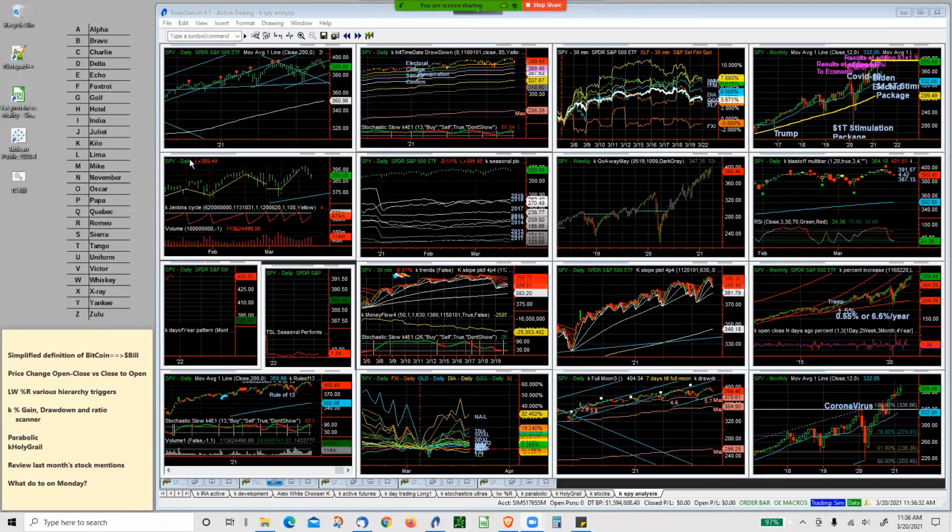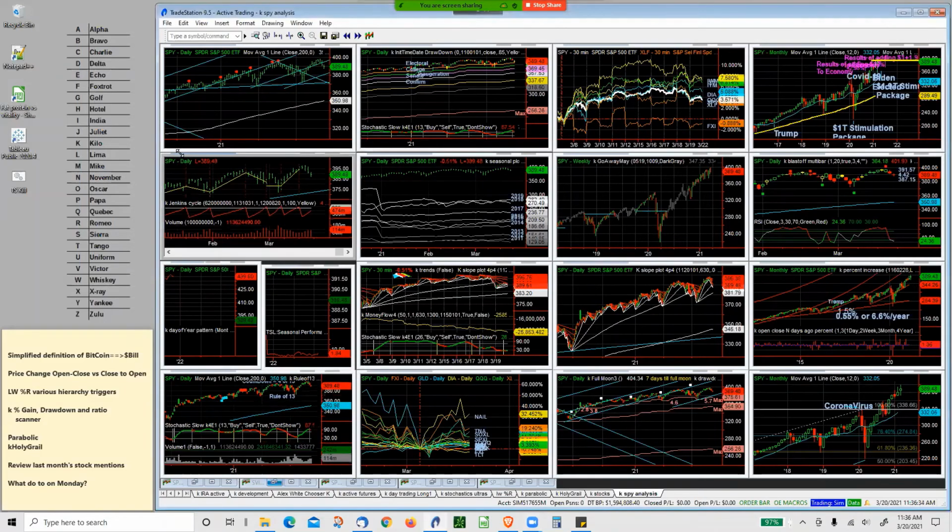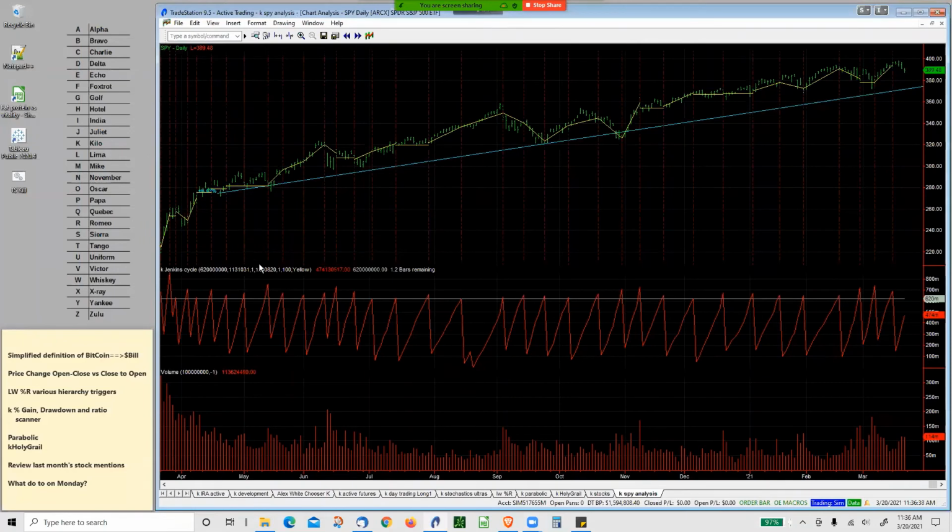All right. And so I have this thing I plot, the Jenkins cycle, all the time. And this shows that 1.2 bars are left remaining to this down cycle. So when this thing hits the top, we should see either a near-term bottom, we don't know. It's just something's going to change here. It can continue on and down, or it can go sideways, or like Steve says, it could pop up.